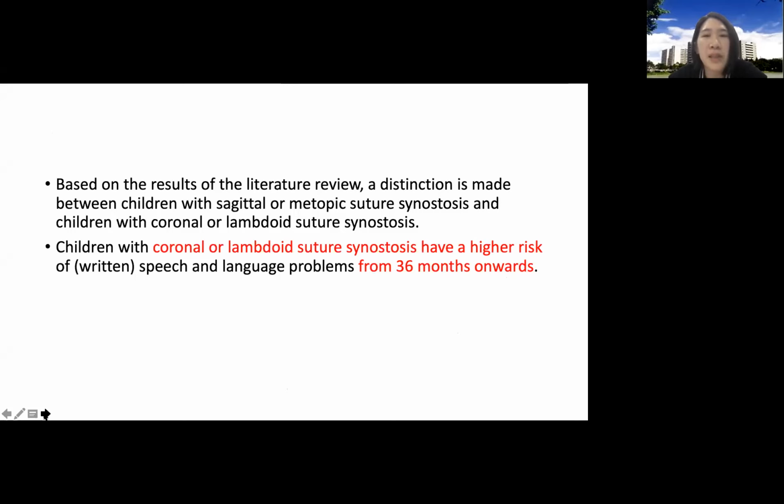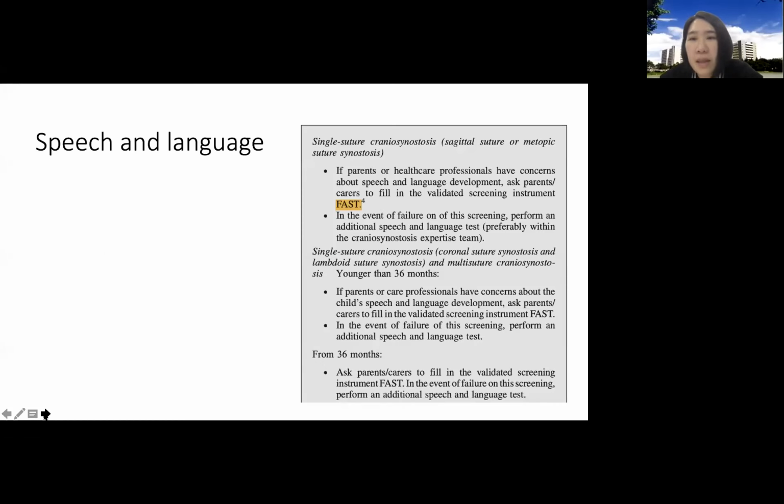So based on the result of the literature review, distinctions were made between the children with sagittal or metopic suture and the children with coronal or lambdoid suture. They found that the children with coronal or lambdoid suture synostosis have a higher risk of speech and language problems from 36 months onward. So they recommend that if you find there's a speech or language problem, you should refer them to do a screening instrument like FAST.